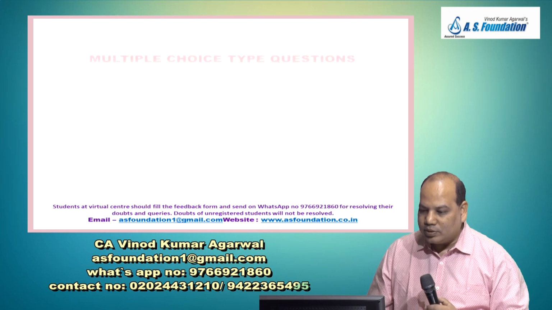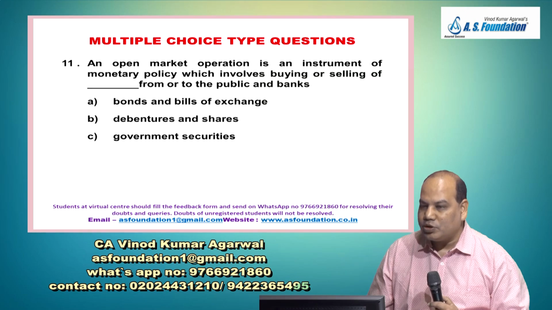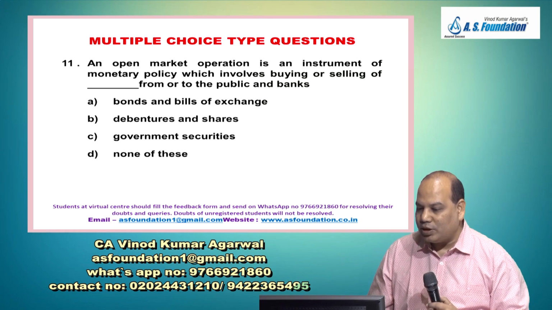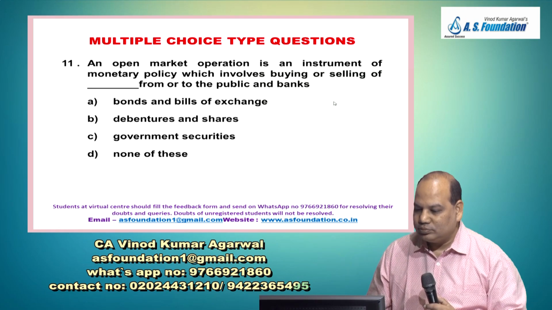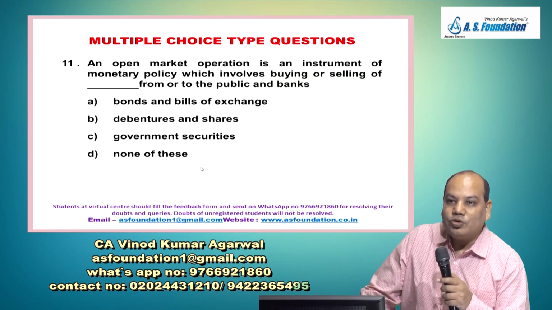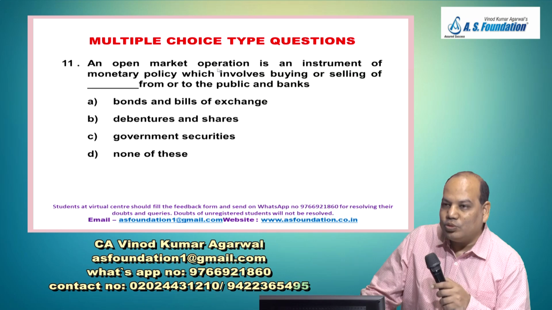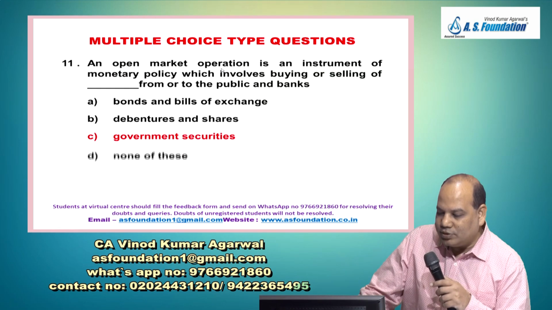Okay, now try number 11. An open market operation is an instrument of monetary policy which involves buying or selling of dash from or to public and banks. So what does RBI do when it performs open market operation? It buys or sells bonds and bills of exchange, debenture and share, government security, none of these. Which instrument is bought and sold under OMO? Government security? Let me check. Yes, you are right.